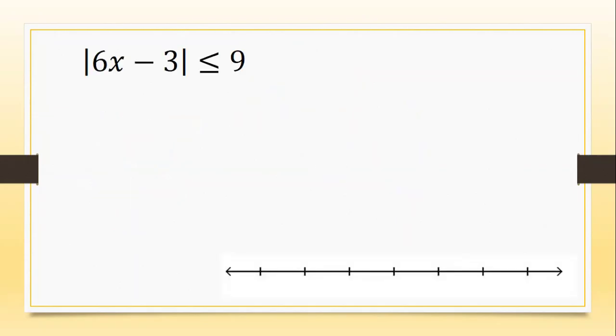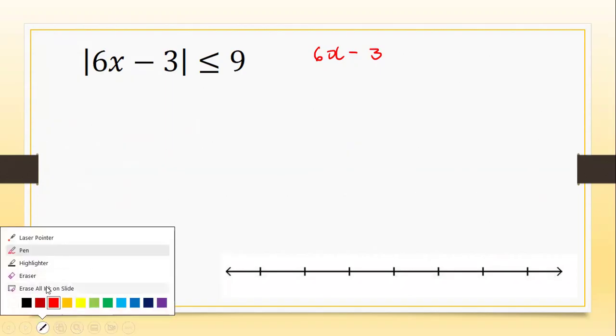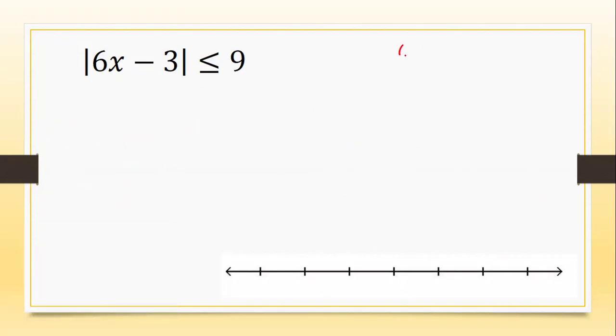The absolute value of 6x minus 3 is less than or equal to 9. This tells us that 6x minus 3 lies between -9 and +9. And we want to solve.